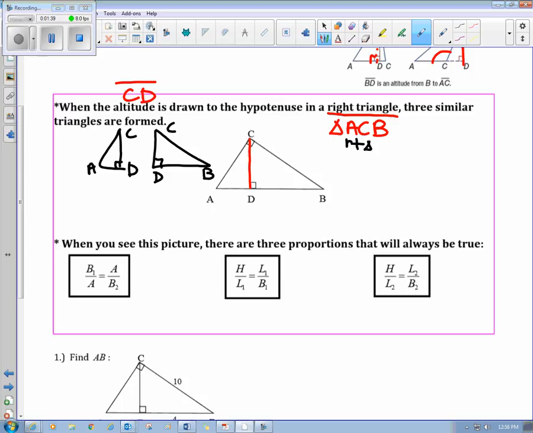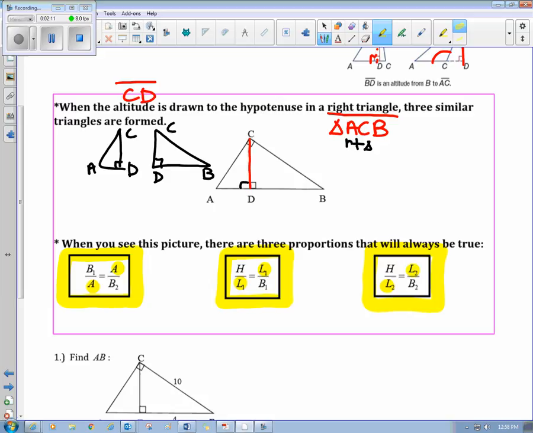All three right triangles are similar to each other. And when we have this particular situation where all three triangles are right triangles, we can use one of these three formulas to solve for missing sides or angles. So our first formula deals with the altitude, which we'll talk about. The second one deals with leg one. And then the third one deals with leg two.